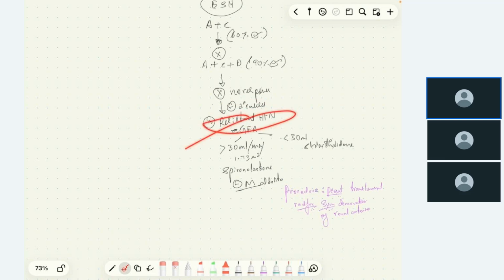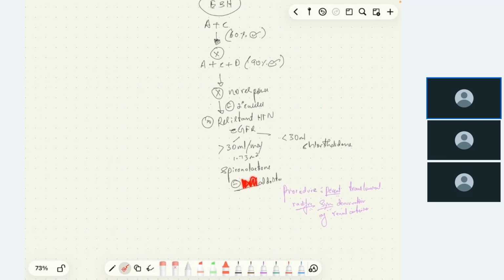If the patient has resistant hypertension, we'll calculate the eGFR, estimated GFR, of the patient. If it is less than 30 ml per minute per 1.73 meter square, we will give the thiazide diuretic, that is chlorthalidone. If it is more than 30 ml per minute per 1.73 meter square, we will prescribe spironolactone, the mineralocorticoid receptor blocker.